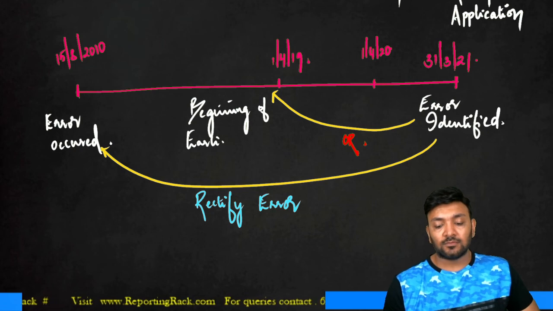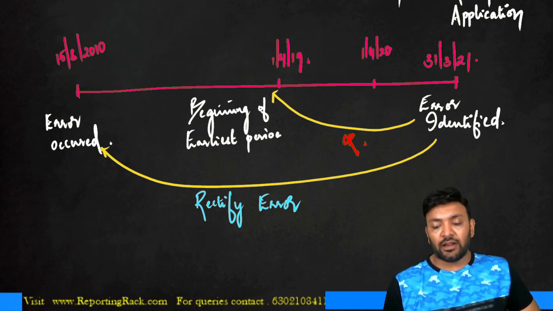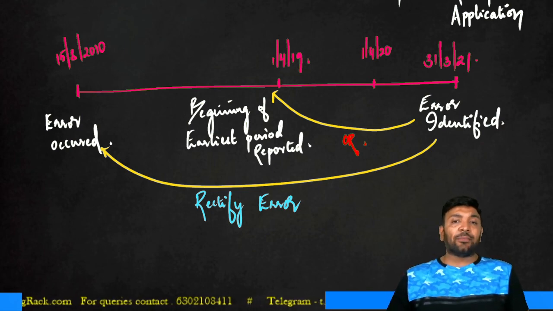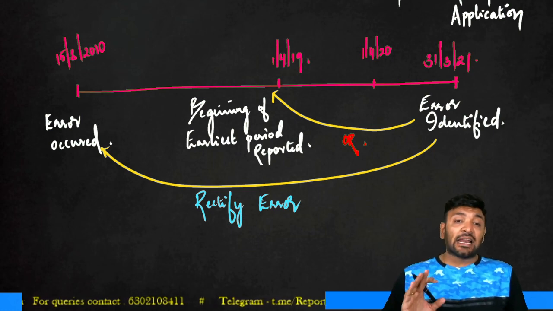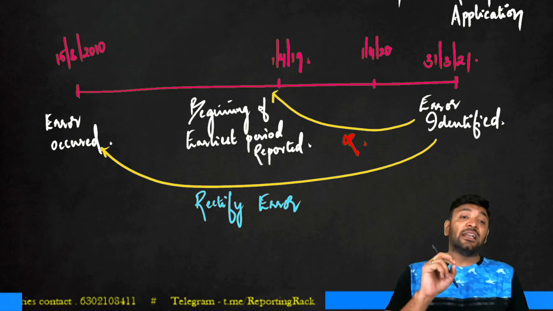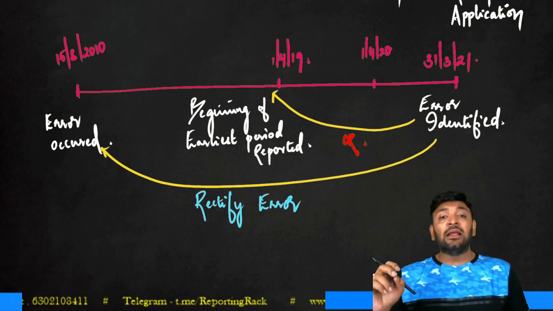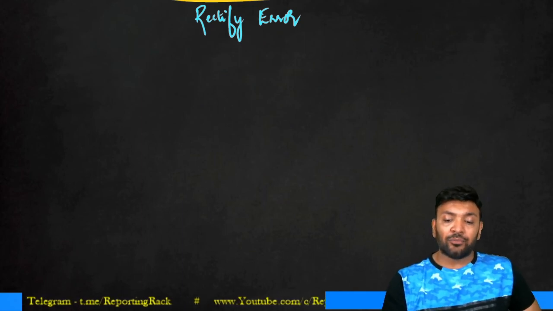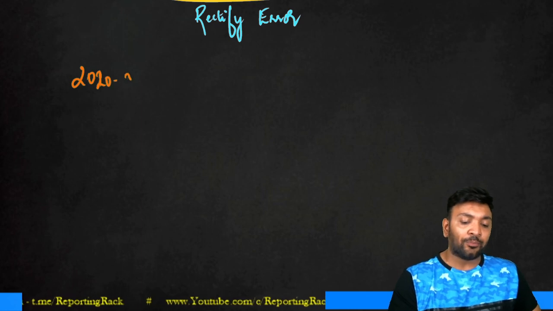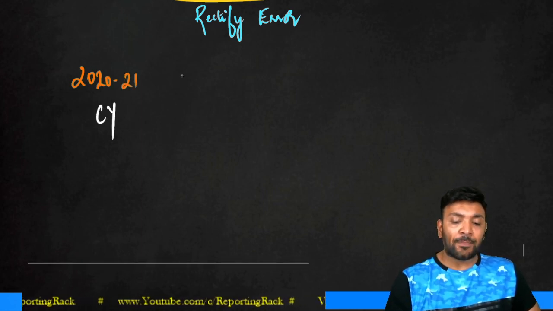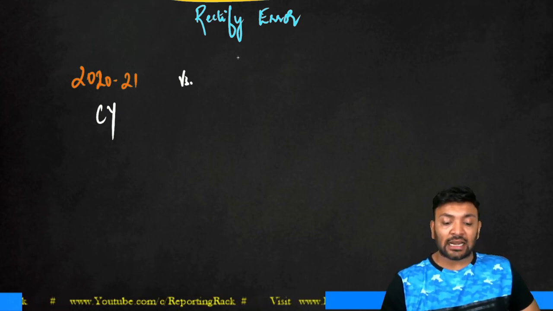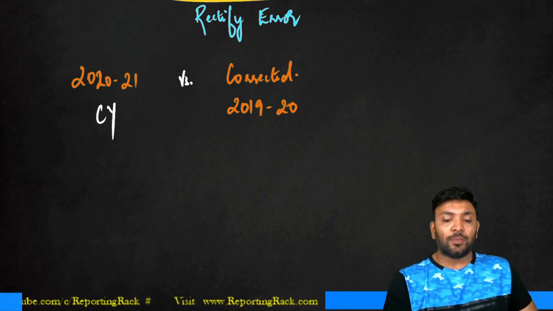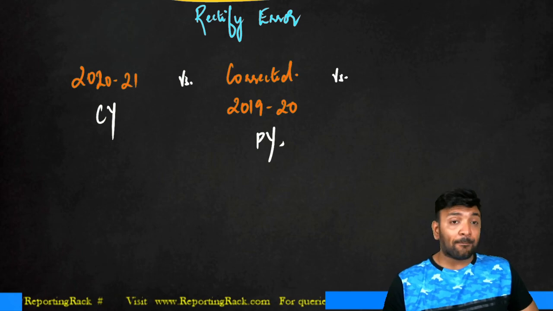So I will rectify the error from the beginning of the earliest period reported. Clear? So this is exactly how it happens. Whenever we come across such situations where an error has occurred or been identified, you have to rectify the error from the date on which the error first occurred. If that is not possible, then I'll rectify the error from the date of beginning of the earliest period reported. In that case, my current year, which is 2020-21, has to be compared with the corrected 2019-20 after rectification. Corrected 2019-20, the previous year, should be compared with the beginning of the previous year.